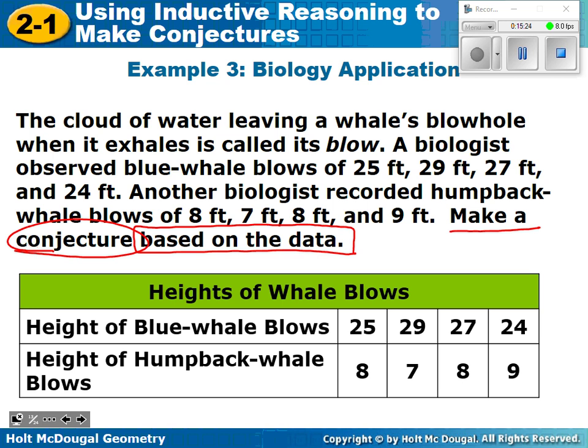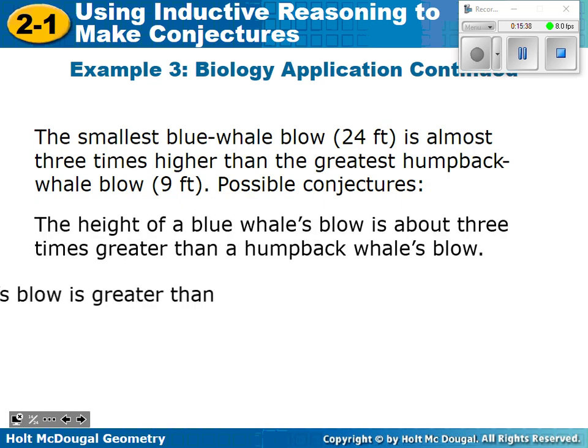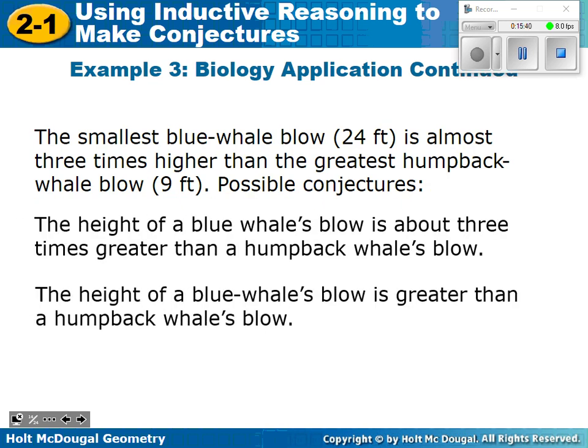Okay, raise your hand if you have a conjecture. Go for it, Edwin. What's your conjecture? Blue whale blows are going to be higher than the humpback. Okay, so the blue whale blows are higher than humpback whales. If you look at the answer here, yes, there are multiple options, but this is exactly what Edwin just said. The height of a blue whale's blow is greater than the humpback whale's blow. You can make a conjecture. It does not have to be super specific.